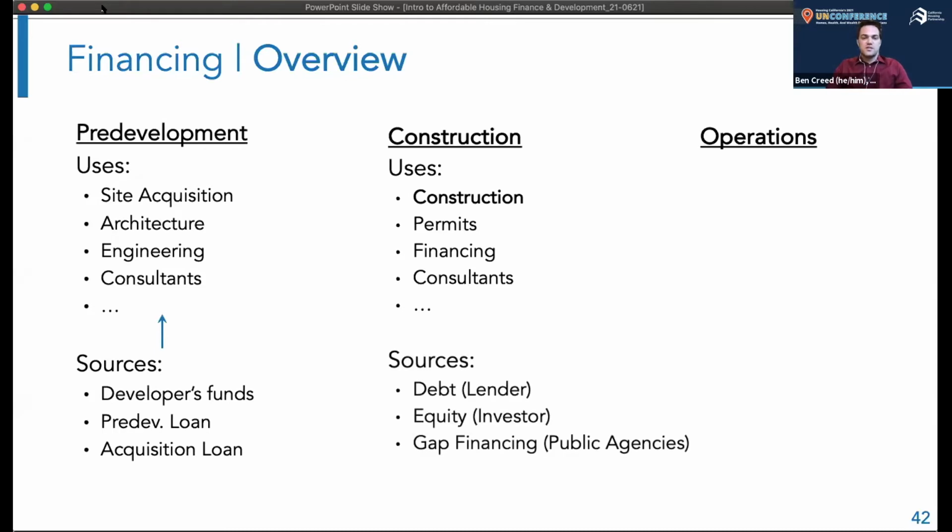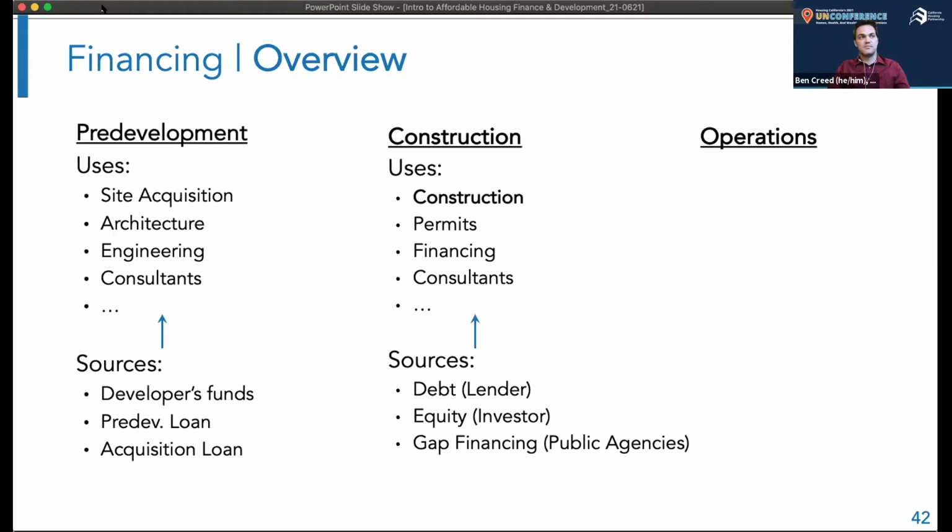It's these 3 major sources of funds that are going to cover the cost of construction and of these other development costs. We're going to talk in greater detail in a moment about each: debt, which is a loan from a lender, some equity, which is an investment from an investor, and for affordable housing, some gap financing from a public agency.